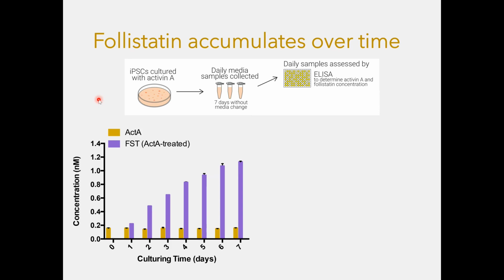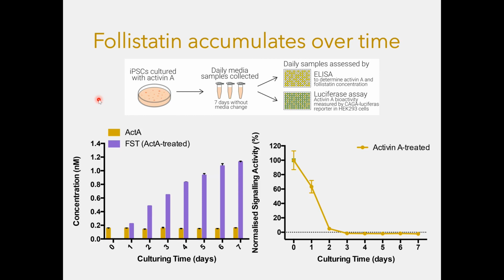Now we measured Activin A as a total concentration because of the way the ELISA works. So the question is, is there bioactivity left in there? So we took those same samples and put them through a luciferase-based bioassay using HEK293 cells, an assay that responds to activin in the sample. And you can see that while we have 100% activity at the start of the experiment, on day 2 already there's pretty much no activity left in the medium. And that was attributed to the increase in follistatin concentration because we know that inhibits activin very efficiently.